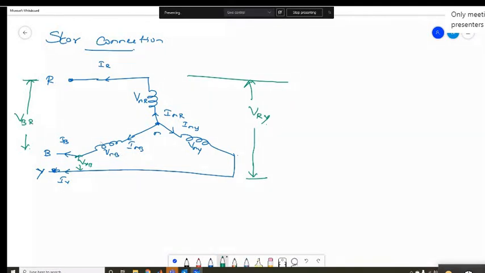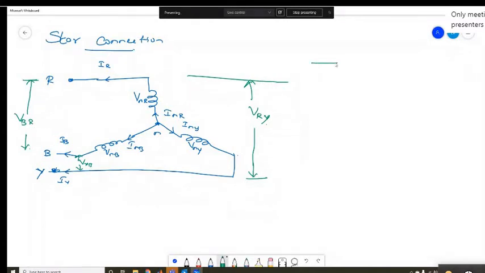Now some of these I am going to call line quantities, and some of them phase quantities. For example, this current INR and this VNR are specific to this particular phase alone, so these are phase quantities. And if you look at this voltage VBR, this is actually between these two lines. So I can call this a line voltage.